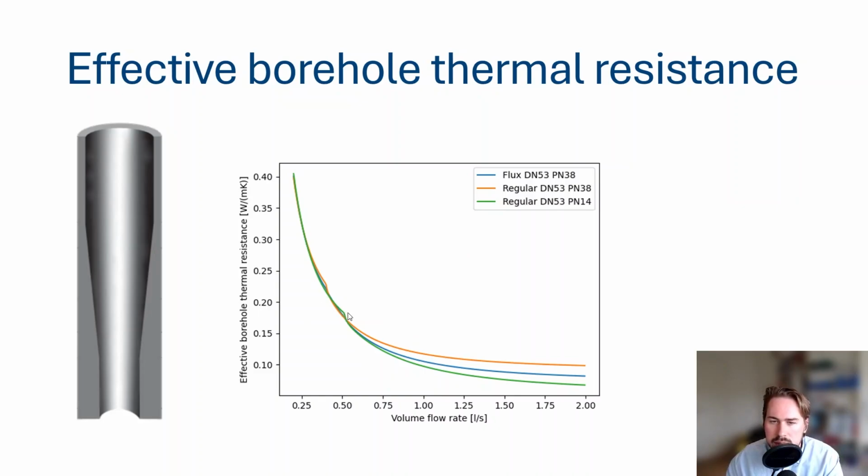Now our green pipe, our PN14, experiences turbulence later. We have a slightly lower Reynolds number due to the fact that our inner diameter is slightly bigger. So it experiences the transition to turbulence later. And our blue line of the flux probe is somewhere in between. So the difference in borehole resistance is really small.